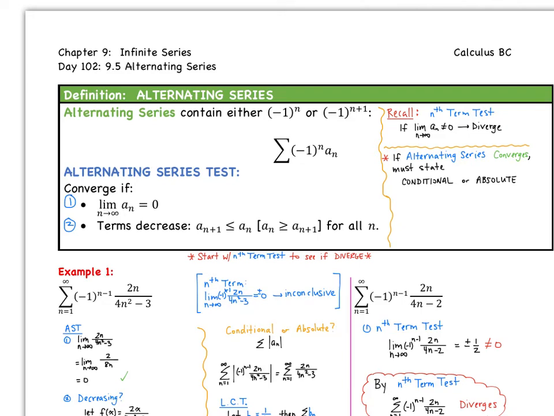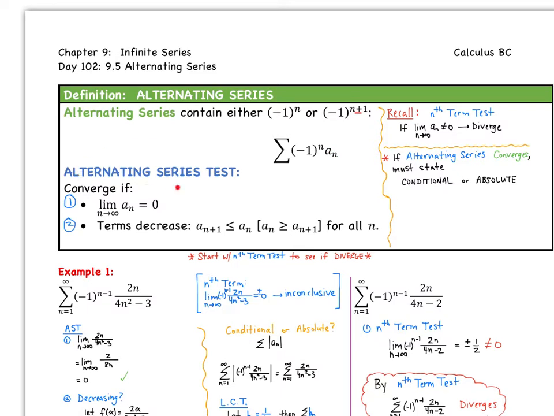All right, welcome to 9.5 alternating series. So we're going to learn one more test today, the alternating series test. But first we have to identify what is an alternating series. So an alternating series contains (-1)^n, (-1)^(n+1), or even (-1)^(n-1). Okay, so it typically looks like this. The series from whatever value of n to infinity of (-1)^n times this a sub n, okay?